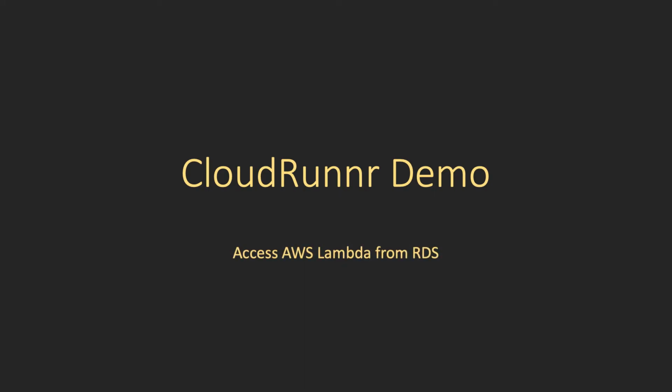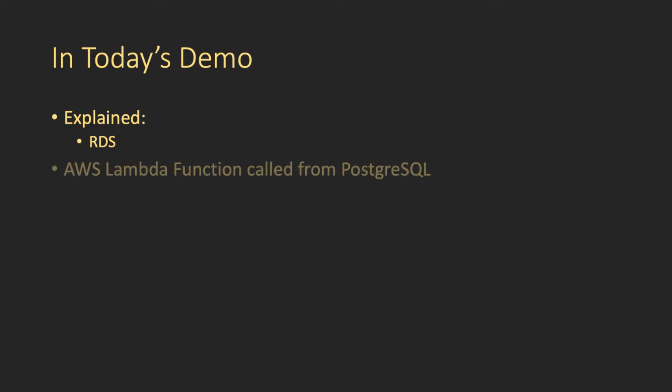In today's demo, we want to access AWS Lambda from RDS. So what will we see in today's demo? First, we will take a quick look at RDS and give a quick explanation of what is behind that term in the AWS universe. Then we will create an AWS Lambda function that can be called from PostgreSQL. And we will use a SAM template to do that.